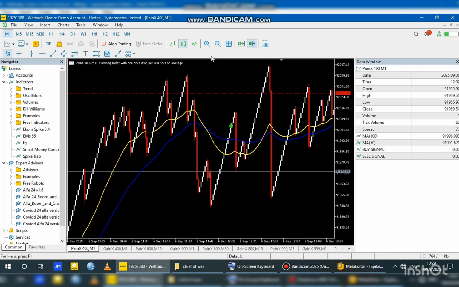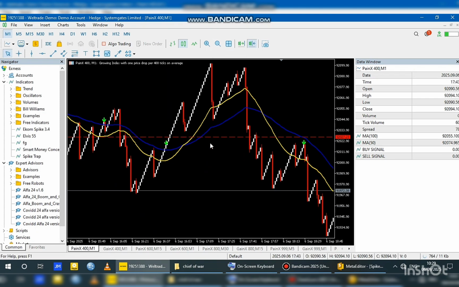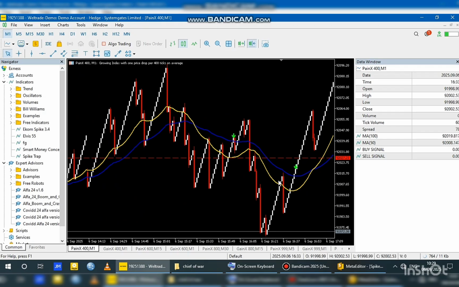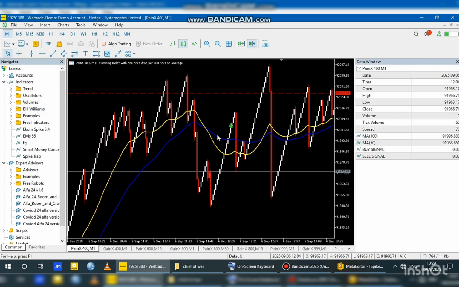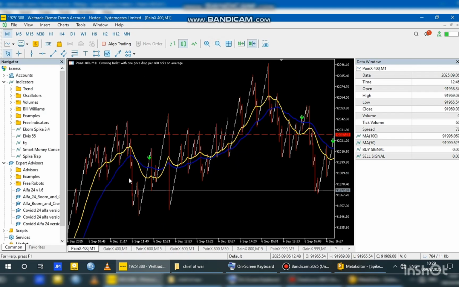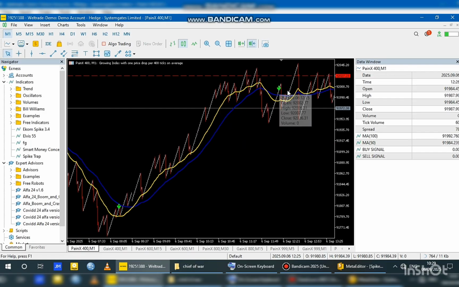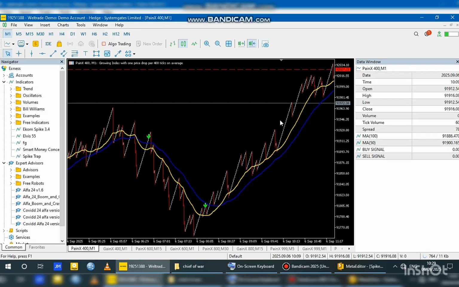And you only take trades when you see these moving averages sloping downward for a pain index or a crash index. If you're using boom and crash, for example, this market is mostly sloping upward. Any signal you receive here will likely be a false signal. It might spike, but it will not be advisable to take such signals.